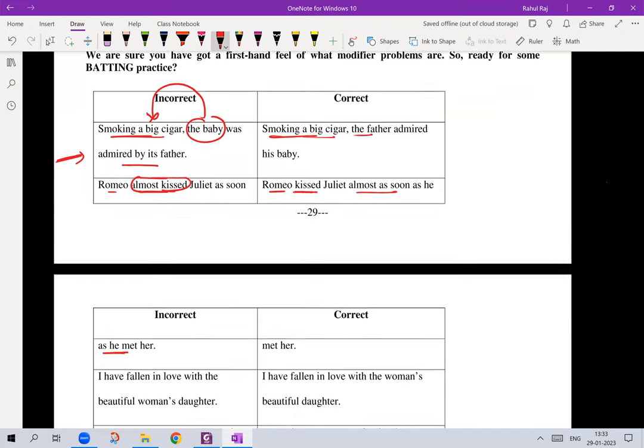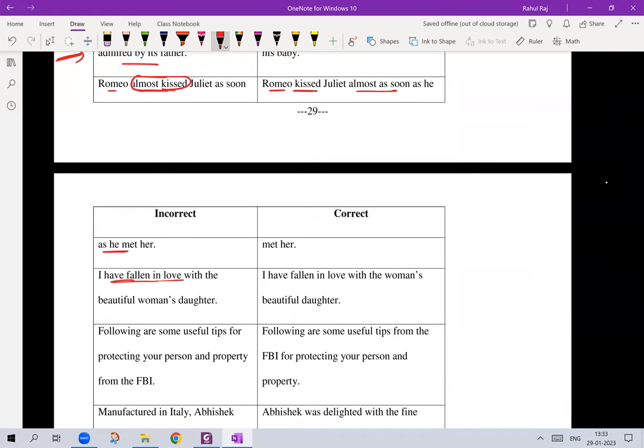That's very important. Imagine, I have fallen in love with a beautiful woman's daughter. But you might feel this is right, but this is not right. Why should you fall in love with a girl whose mom is very beautiful? That's crap. No? I have fallen in love with a woman's beautiful daughter. So beautiful should come beside daughter. It should not come beside woman's and all.